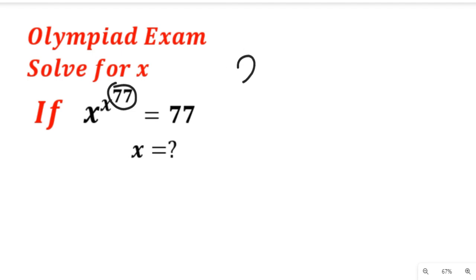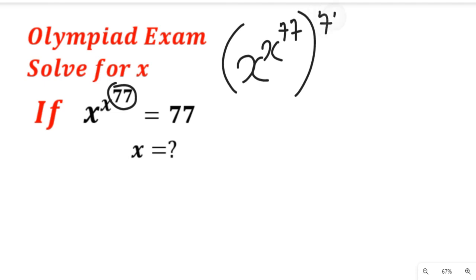So if we do that, we are going to have our x to the power of x to the power of 77 all raised to the power of 77. And whatever we apply to the left hand side, we apply to the right hand side. So we'll raise both sides to the power of 77.